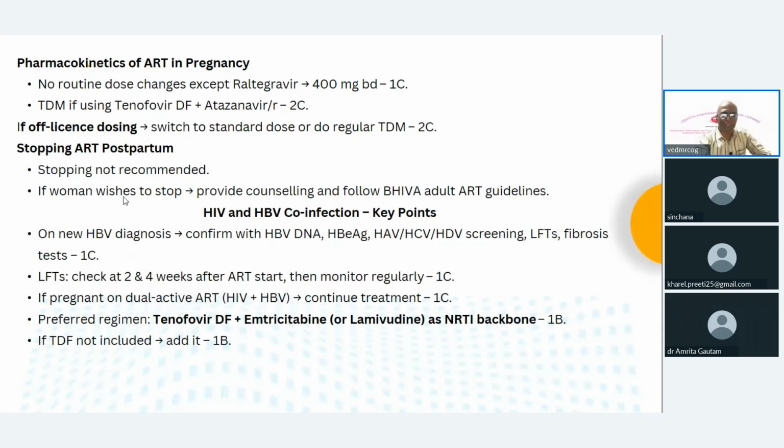Suppose it is a new hepatitis B virus infection, a recent diagnosis: we will confirm it with HBV DNA. Also, other HB antigens will be done. Then other viral markers also we have to do. Hepatitis A, hepatitis C, hepatitis D you have to screen. LFTs you have to do, and look at how much fibrosis or liver damage is there. LFTs you will check at 2 and 4 weeks after ART start, and then monitor regularly.